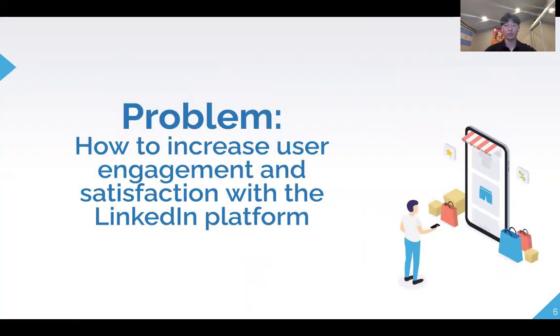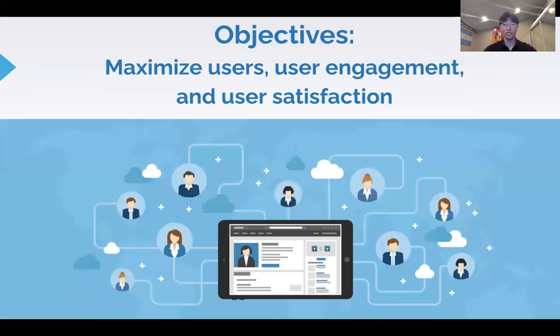So now we'll be talking about the problems. So the problem is how to increase user engagement and satisfaction within the LinkedIn platform. And we'll now be talking about objectives. So the objective is to maximize the amount of users, maximize the user engagement, and also maximize the user satisfaction.